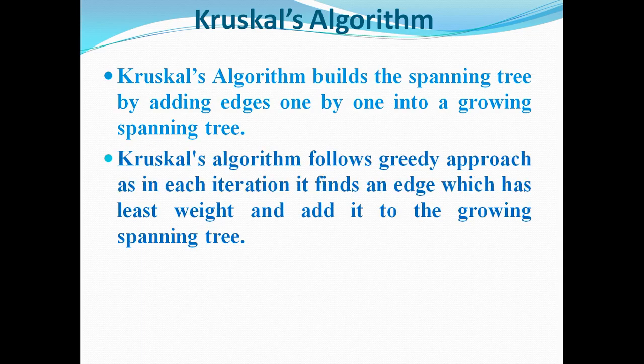So now, Kruskal's algorithm follows the greedy approach. In each iteration, it finds an edge which has the least weight and adds it to the growing spanning tree. So first of all, we have to arrange all the edges in ascending order, and then one by one we select the edges and connect them. This is a very simple approach for Kruskal's algorithm.